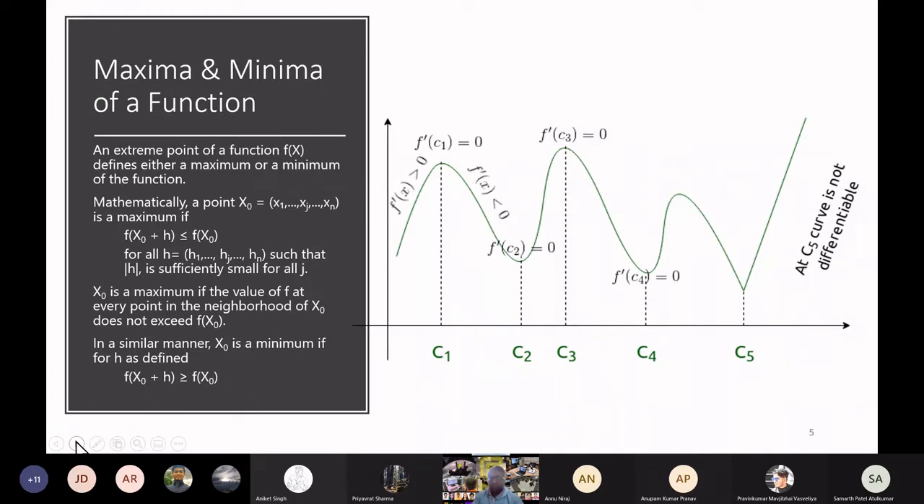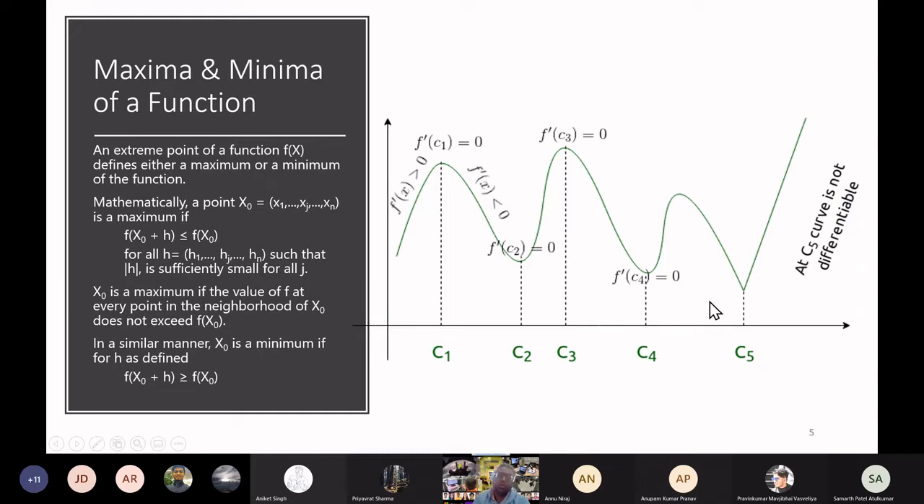Before going into more details about global optima, local optima, etc., let us start from the very basics: maxima and minima of a function. On the right hand side, you can see a wavy pattern, and it's marked that the gradient, or the first derivative, is the tangent at any point. Here the gradient is increasing, here it is 0, here it is decreasing, and again here it is 0. And at this point, there is a discontinuity in the curve, and here it is not differentiable.